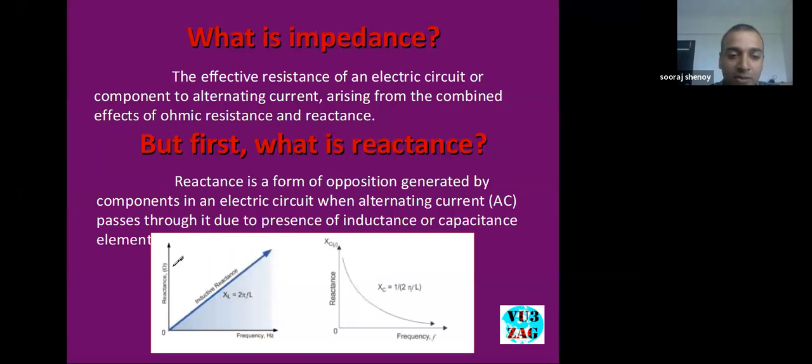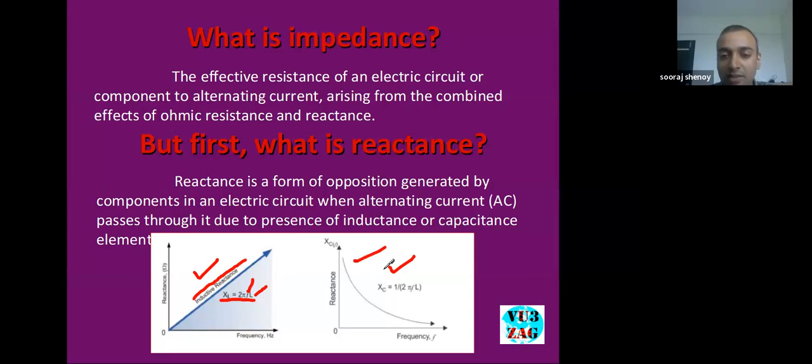These are the two graphs that represent reactance. The first one is for inductive reactance. As you can see, the formula for inductive reactance is XL equals 2 pi F L, where F is the frequency and L is the value of the inductance. So it is directly proportional to the frequency. When the frequency increases, the reactance produced by the inductor also increases.